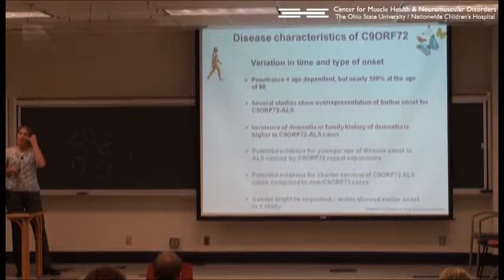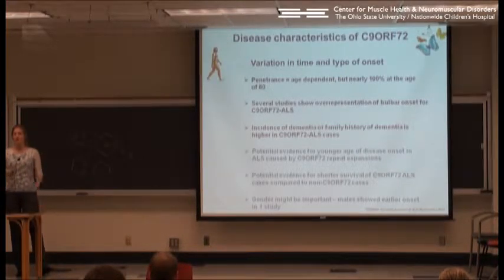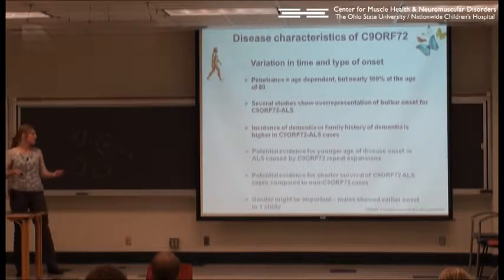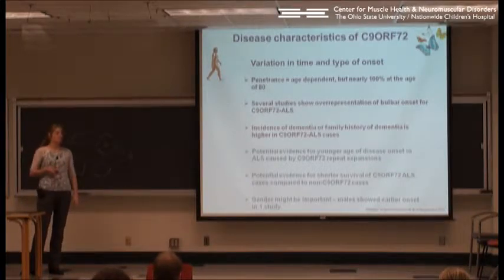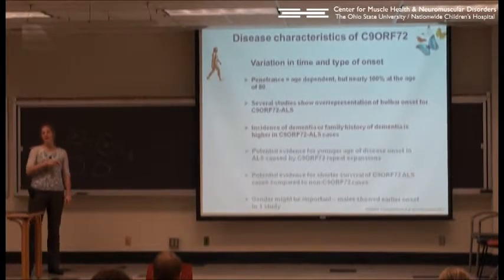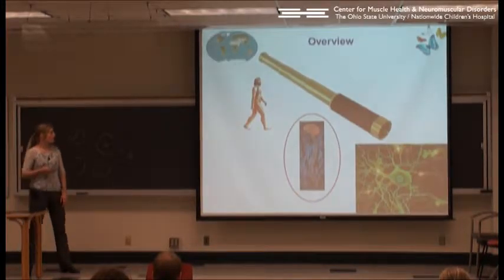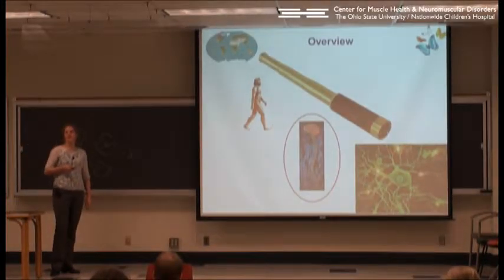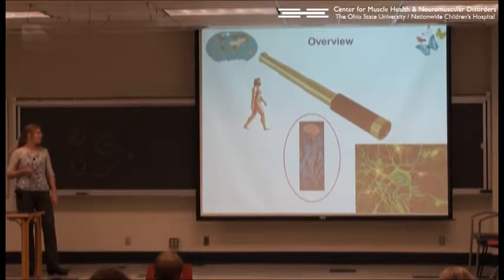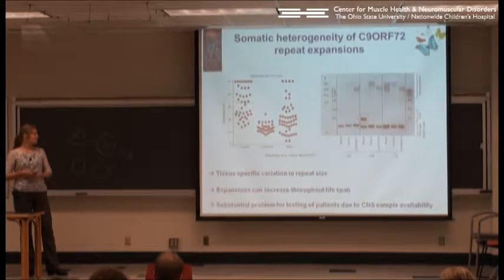Also, there is one study that has implicated gender differences between males and females in earlier onset of the disease, but that's just one study so far. All right, now let's look at the organs that are involved, mainly the spinal cord as well as the brain.